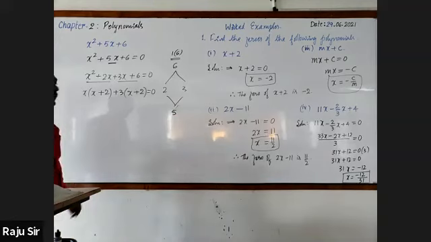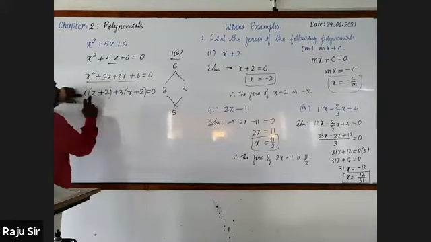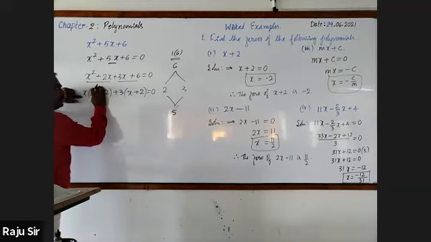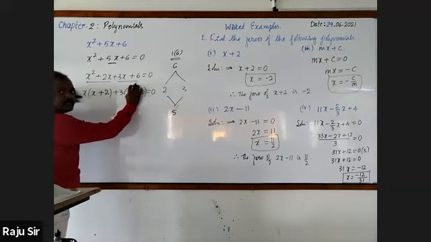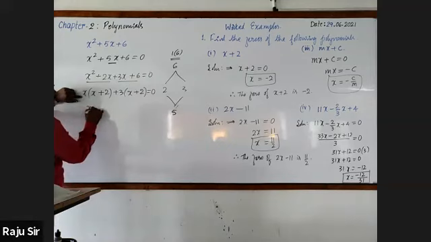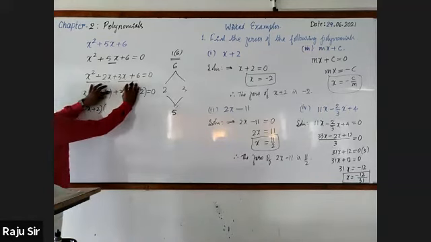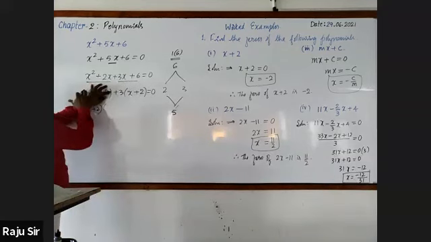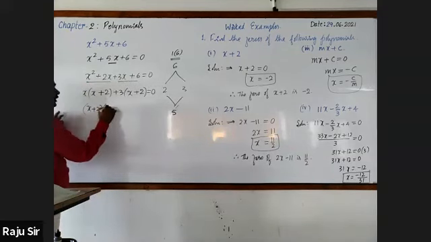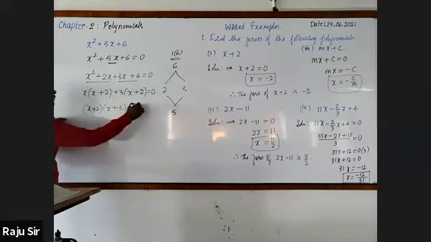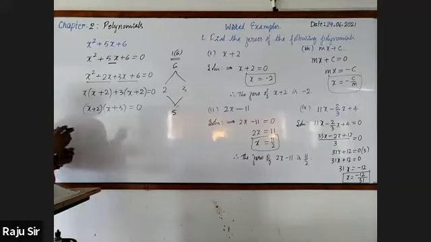Followed? Okay. Here x plus 2 is in the first term, and x plus 2 is in the second term. Hence I take x plus 2 as the common factor. The remaining x and 3, I'll write the same: x plus 3, is equal to 0. Understood?